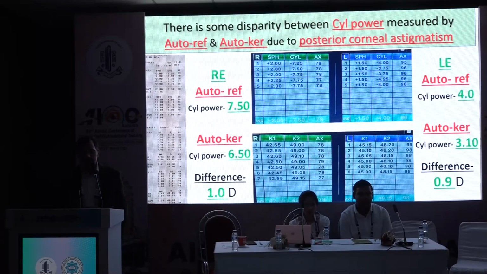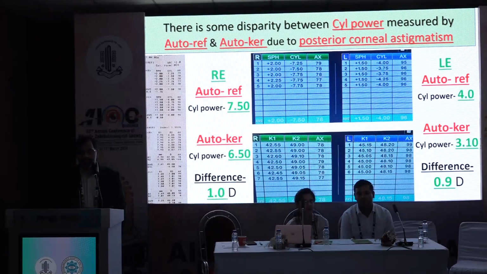If you have noticed in your autoref and autoref keratometer readings, there is a difference in the cylindrical power. In this case, in the right eye, the autoref reading is 7.5 and the auto-K reading is 6.5, so the difference is 1 diopter. This difference is due to posterior corneal astigmatism. There is lenticular astigmatism also, but in the majority of cases it is not there. So this is just the basic idea that there is something like posterior corneal astigmatism.